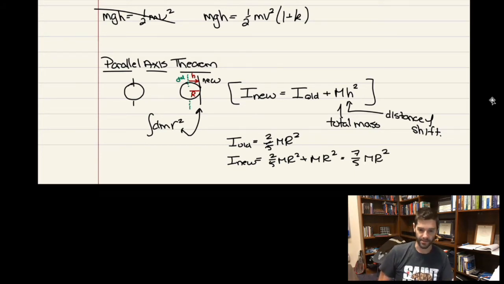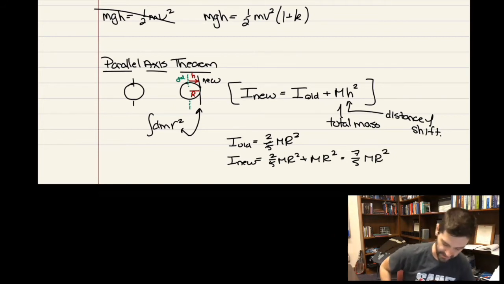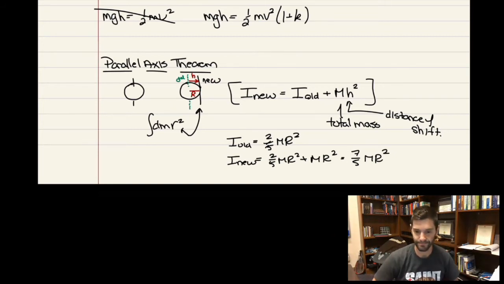And then if I wanted to do a problem where the ball was rotating about that new rotational axis, this is my rotational inertia. Remember that rotational inertia always depends on where your rotation axis is. If you want to do a different sort of rotation problem, you have to recalculate what the rotational inertia is for that rotational axis.